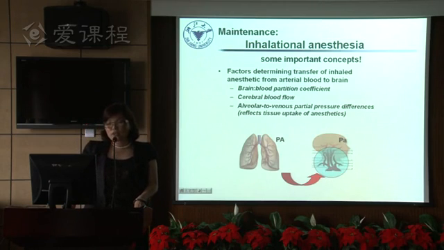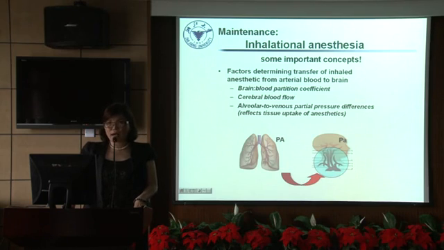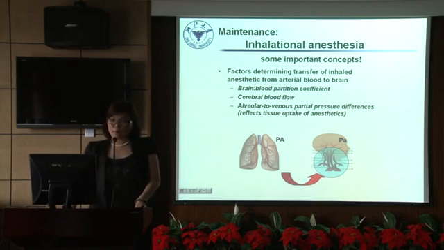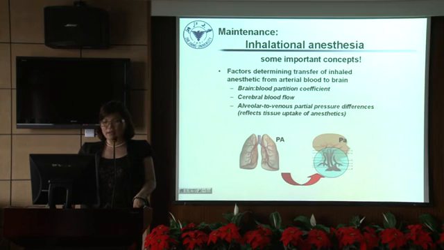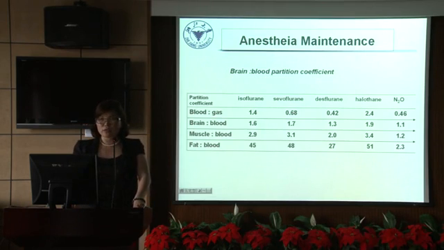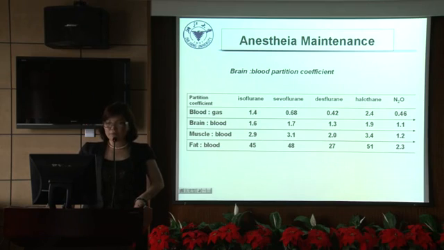And the factors that determine transfer of inhaled anesthetics from arterial blood to brain are brain blood partition coefficient, cerebral blood flow, and alveolar to venous partial pressure differences. And here is the brain blood partition coefficient of commonly used inhaled anesthetics.